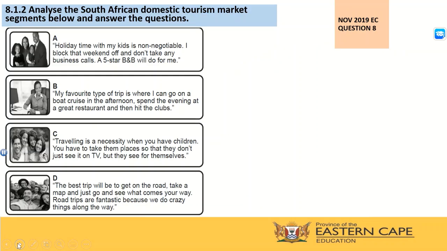You will see that the first activity comes from the 2019 grade 11 Eastern Cape question paper, and I'm going to read the question for you. Analyze the South African domestic tourism market segments below and answer the questions. There are 4 market segments indicated there. Firstly, we have A. Just take a look at the image for me. That should already give you an indication of the market segment that we are looking at.